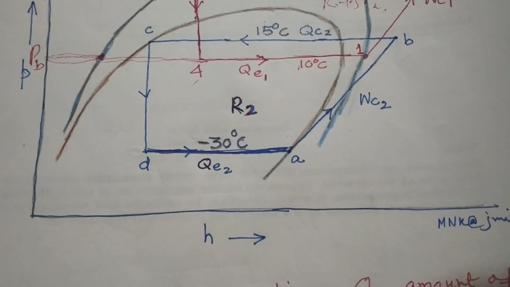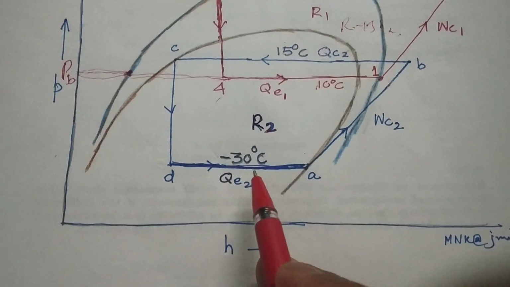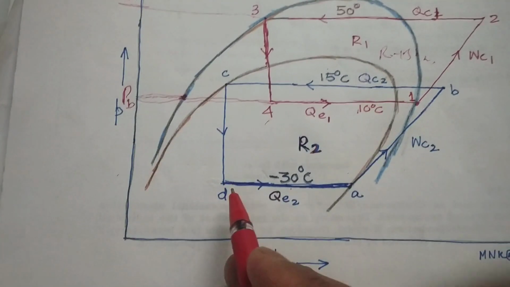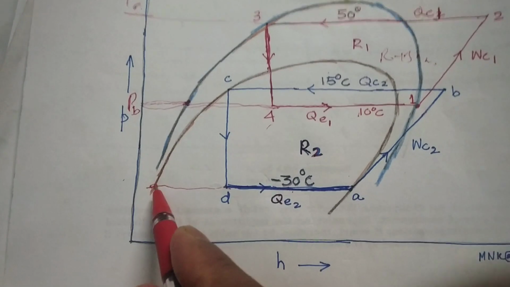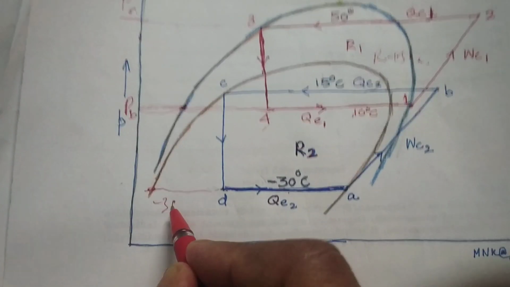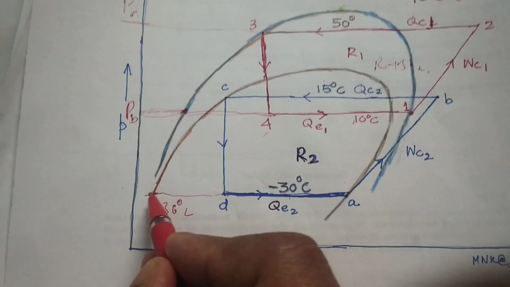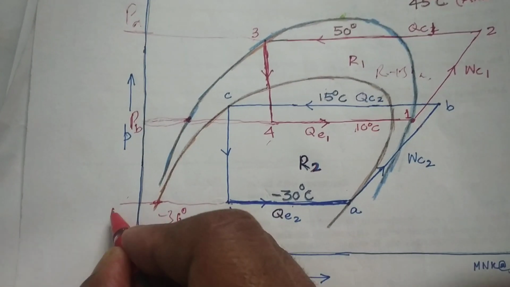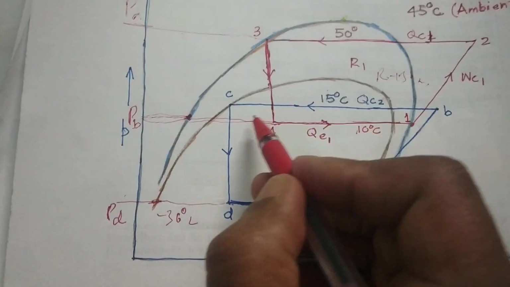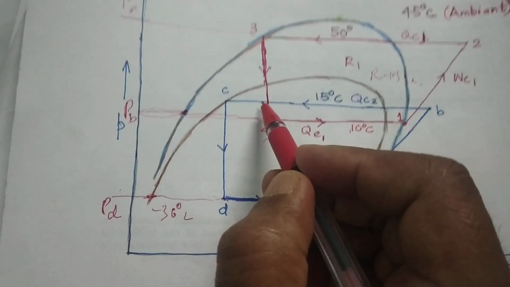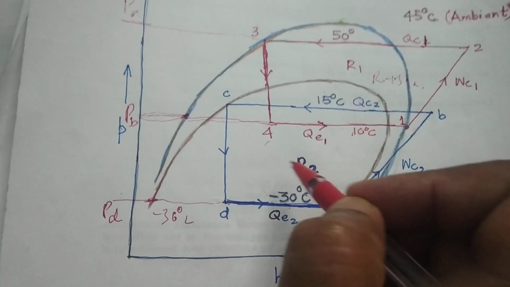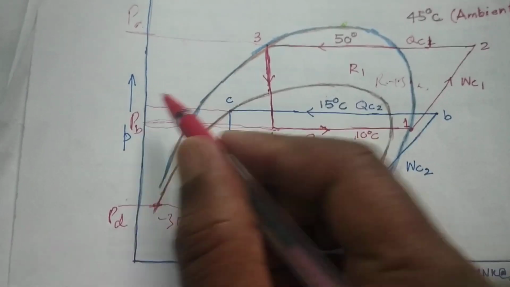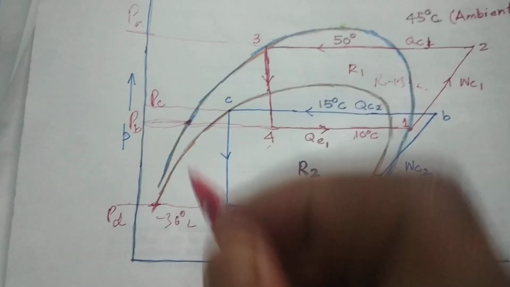Cycle number 2 is going to absorb heat, with an evaporator coil temperature of minus 30 degrees centigrade. So at this particular point the saturation temperature is how much? Minus 30 degrees centigrade. So this pressure is, say, PD. The pressure at which the condenser of vapor compression system cycle number 2 operates is PC. So we have four pressures.